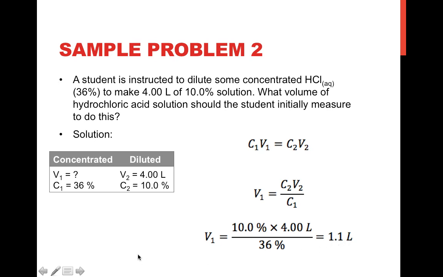One question that could be added as a follow-up was how much water needed to be added to make this solution. Take a moment and think about it. If you thought that it would be your V2 minus your V1, you're absolutely correct. So to find out the amount of water that was added, we would just take 4 minus 1.1, and we'd get 2.9 liters.